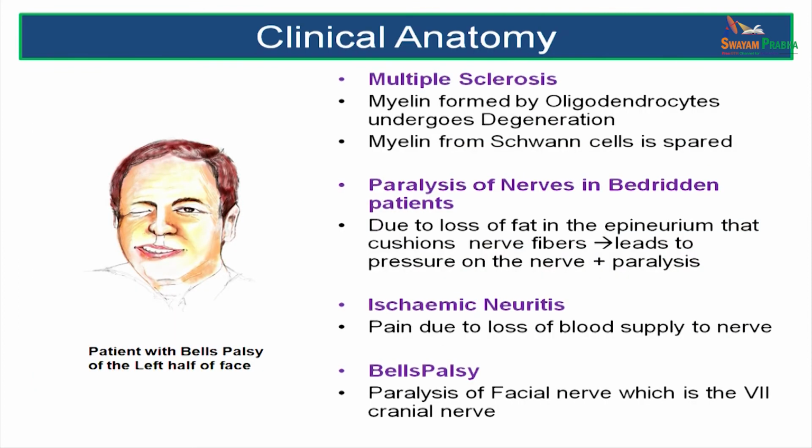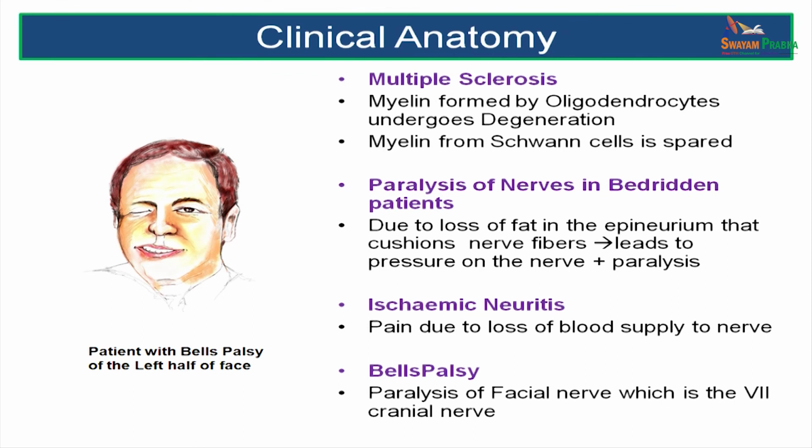Let us look at some of the clinically applied aspects of nerves and ganglia. Multiple sclerosis is a condition wherein there is degeneration of the myelin which is formed by oligodendrocytes, but the myelin formed by Schwann cells is spared. So, this affects only the nerves in the central nervous system and not in the peripheral nervous system. There can be paralysis of nerves in bedridden patients because of pressure on a nerve. Pressure on a nerve tends to compress the nerve and it compromises the blood supply to the nerve.